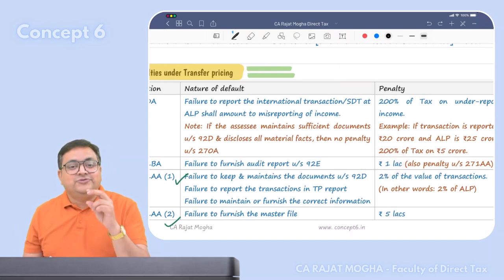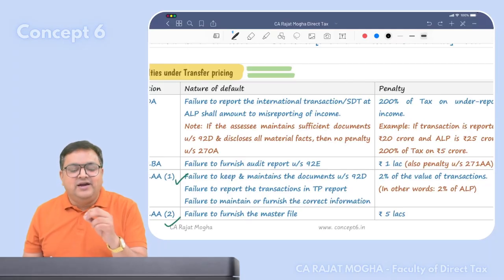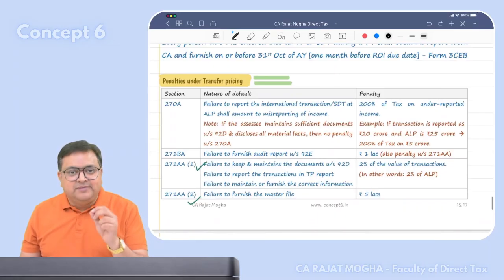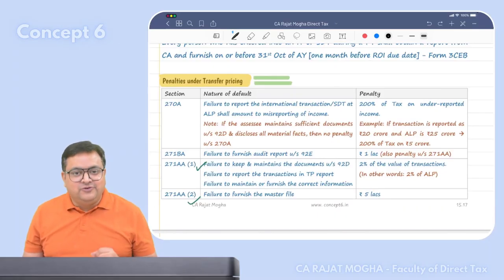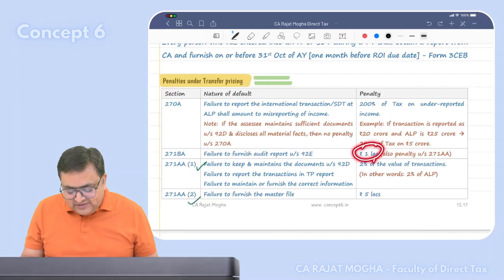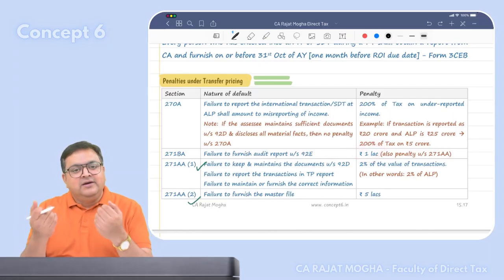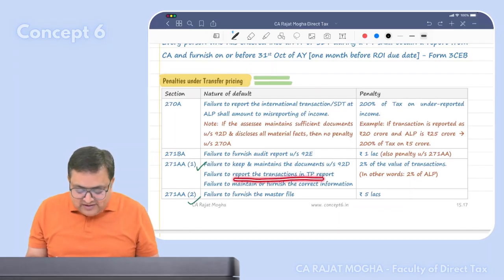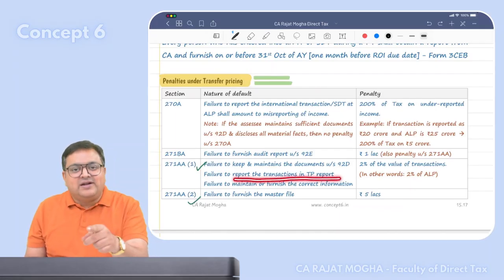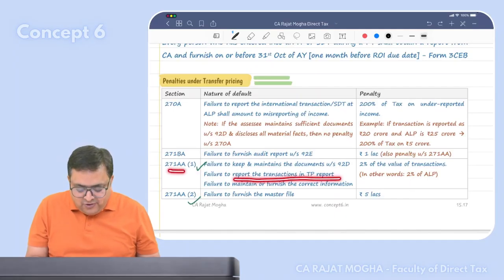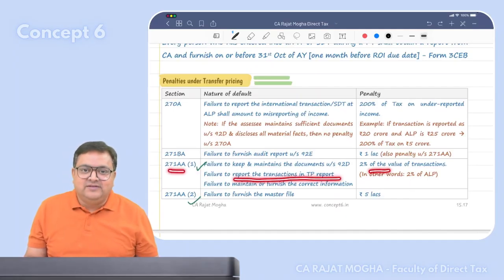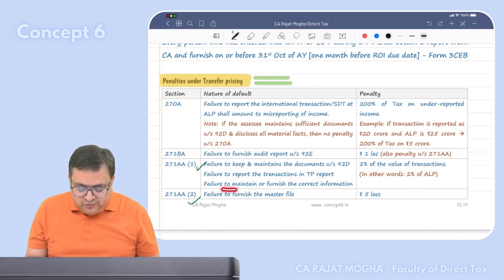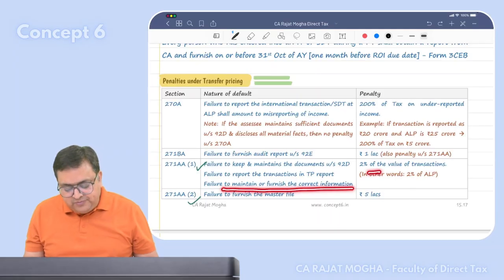See, if you do not furnish your international transactions, or if you furnish it wrong, then there is a penalty of 2% of the value of the transactions also. So it is not just pay 271BA 1 lakh rupees and you don't have to pay anything. No. Failure to report the transaction in the TP report: there is a penalty of the same 2% of the value of the transaction. And value of transaction of what? Actual price or ALP? ALP. Or failure to maintain or furnish the correct information, 2%.